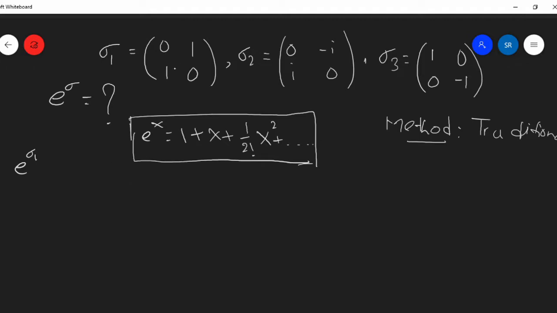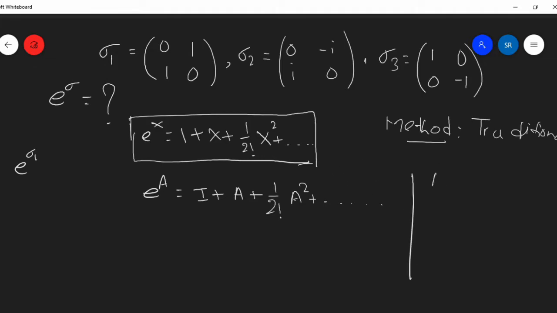Cool. So how can we turn this into something that requires matrices? Well, it's the same thing. For example, if we have a matrix A, this will give us the identity matrix, then we have the matrix A itself, then 1 by 2 factorial, then A squared, and so on. So that's fine.